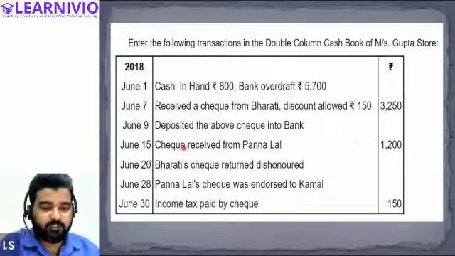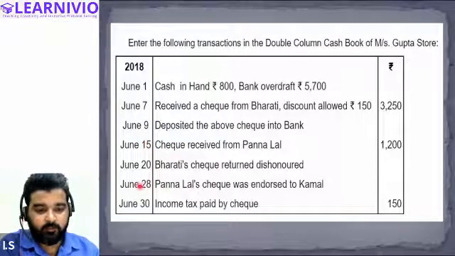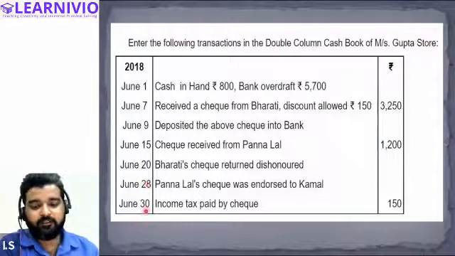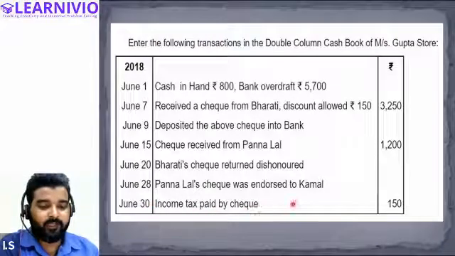This basically the check we have received on 15th is being endorsed to Kamal. So this transaction will not be recorded in the cash book. After that, on 30th June, income tax paid by check. We are paying the income tax by check.